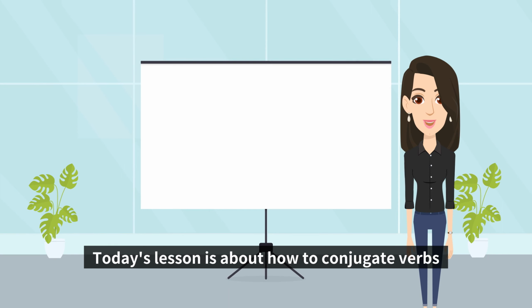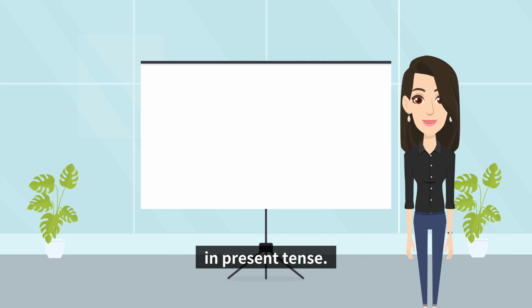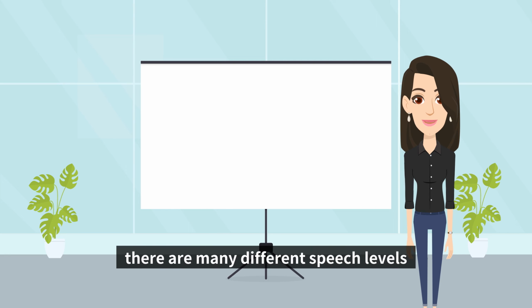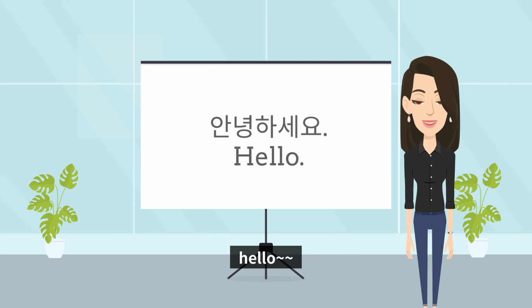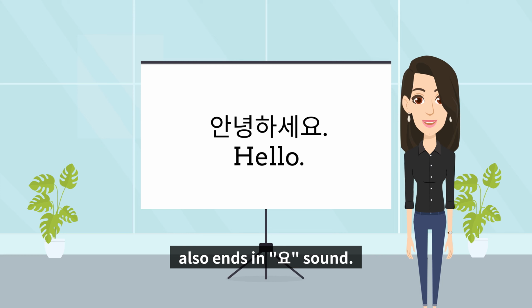Today's lesson is about how to conjugate verbs in present tense. In Korean, there are many different speech levels, but we will look at the most common speech level that we use in our daily life, which ends in yo sound. Like the word 안녕하세요, hello, also ends in yo sound.